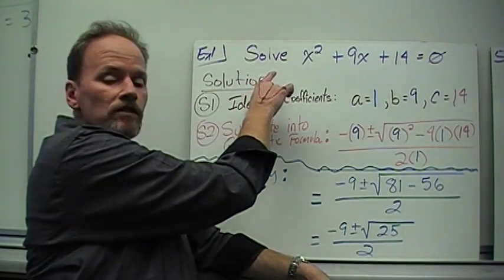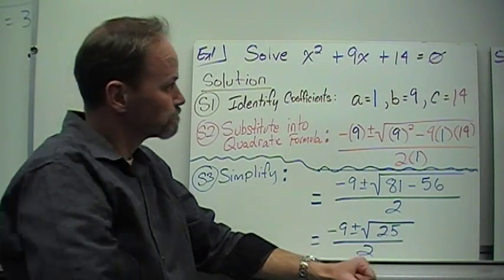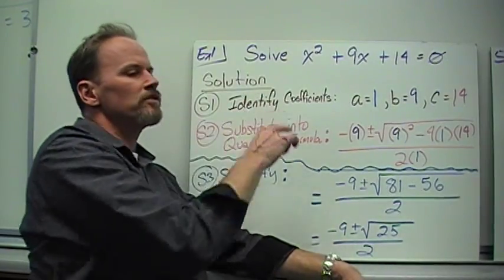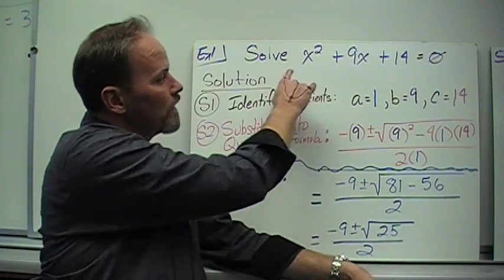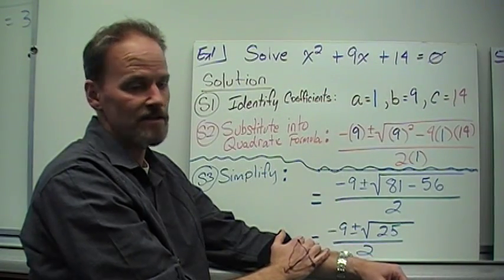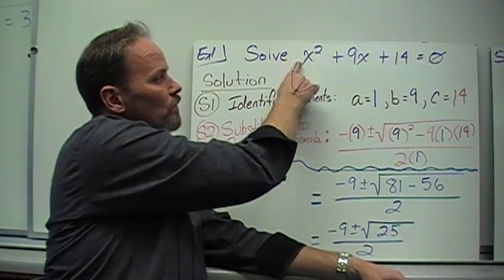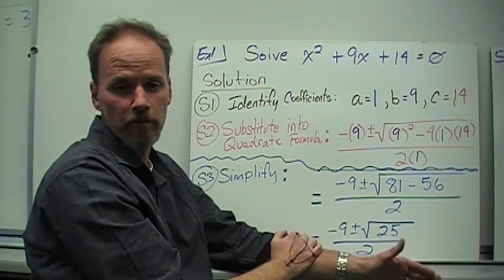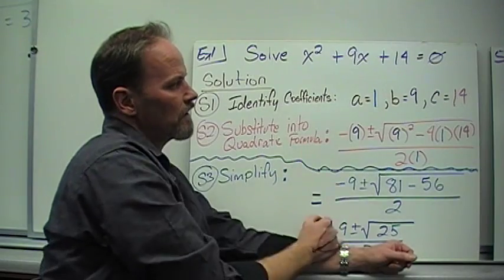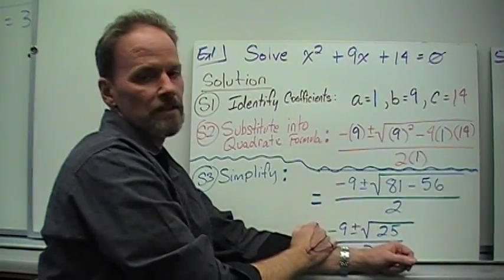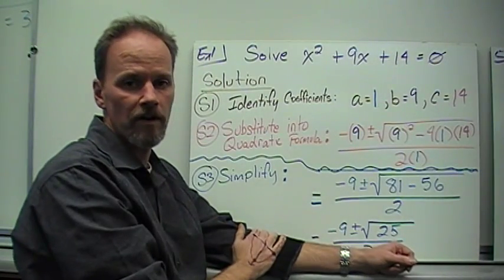Example 1. Solve x squared plus 9x plus 14 equals 0. The solution starts off with identifying the coefficients of the quadratic equation. A is 1, which comes from the 1 in front of the x. You don't see it, but remember, that's implied. 9 is the b, and c comes from the 14. So I have my a, b, and c that I'm going to plug into the quadratic formula.